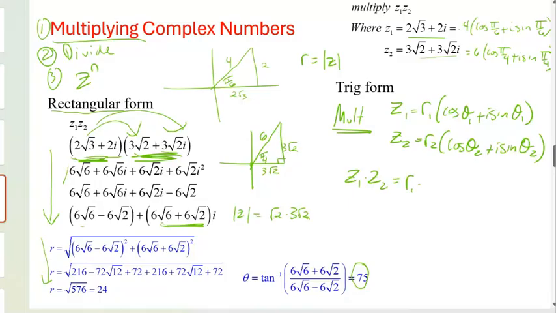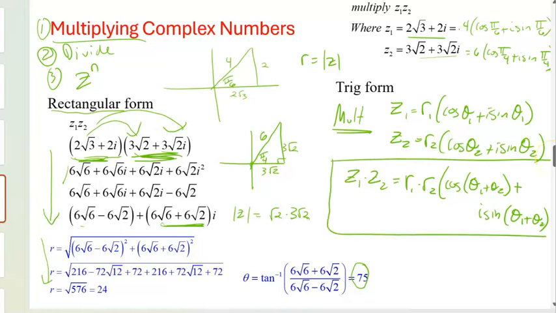You just multiply the two hypotenuses, or two moduli, and then you just get to add the angles. Theta 1 plus theta 2 plus i sine, add the two angles. Okay, I know that looks messy, but that's actually really easy. That's a formula for you. Let me show you how easy it is to do this problem. All I got to do is multiply these two numbers.